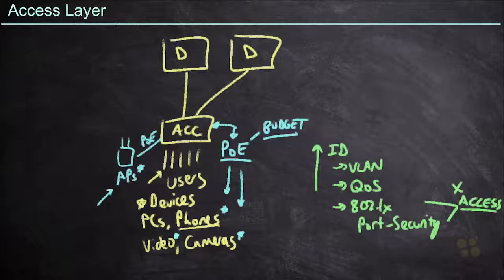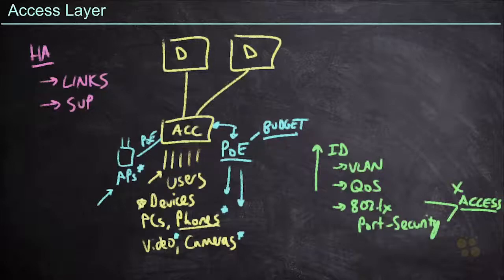Now that said, there are a couple other considerations from a high availability perspective. First of all, as we just said, make sure that our links upstream are redundant. But second of all, if we have a chassis switch, make sure we have redundant supervisor blades inside that switch. And third, we should consider deploying multiple access layer switches into a single closet.